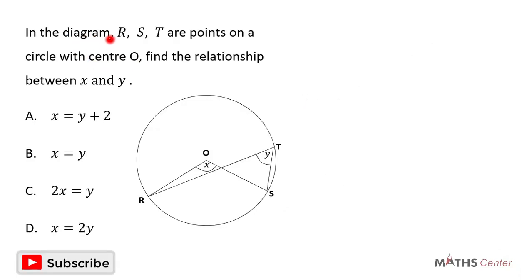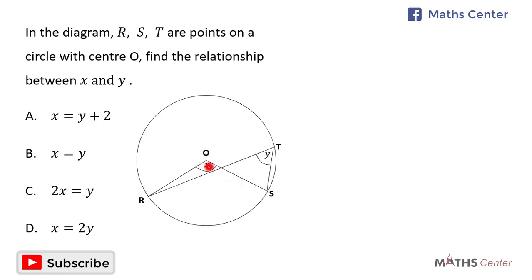In the diagram, R, X, T are points on a circle with center O. Find the relationship between X and Y. This is a multiple choice question, and so we will solve the question, and then after that we will pick the correct option.